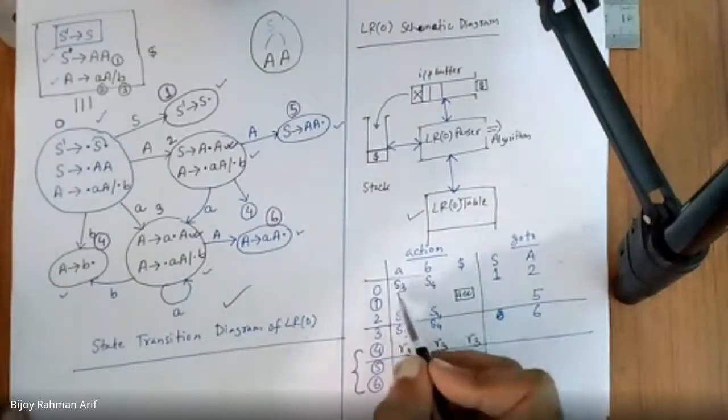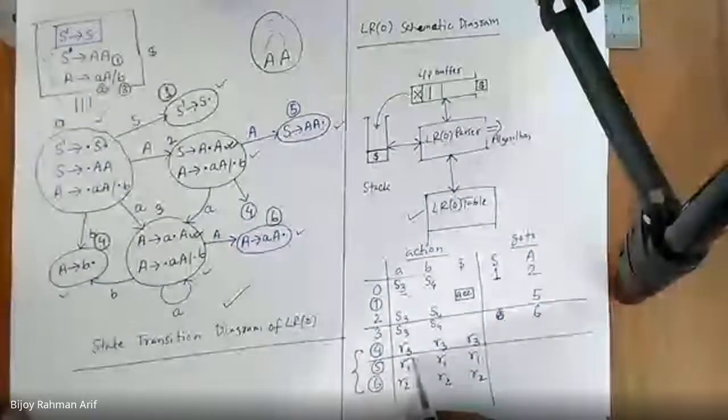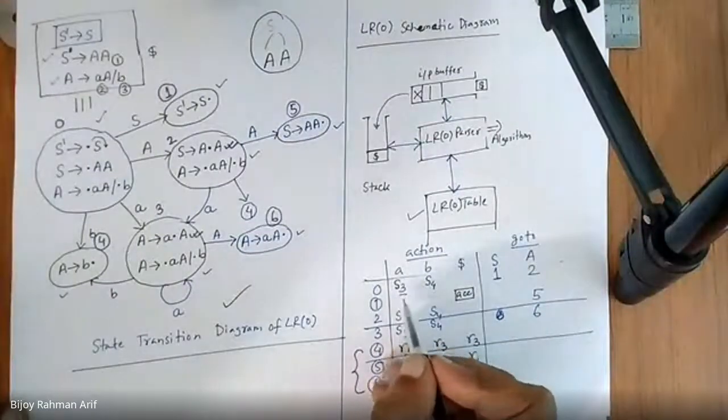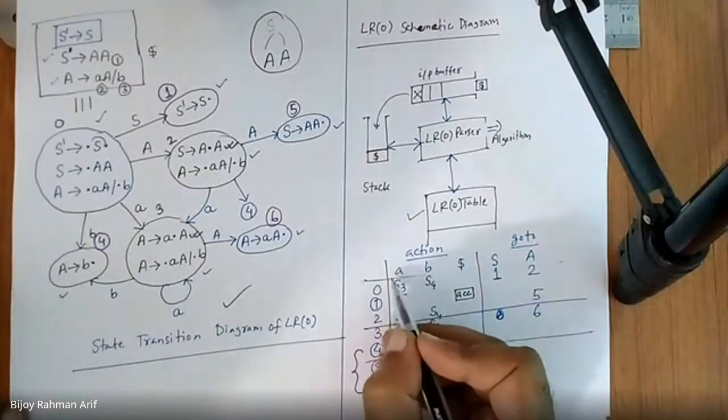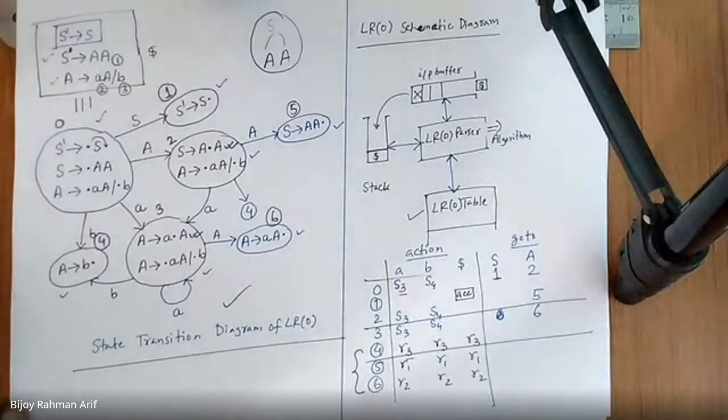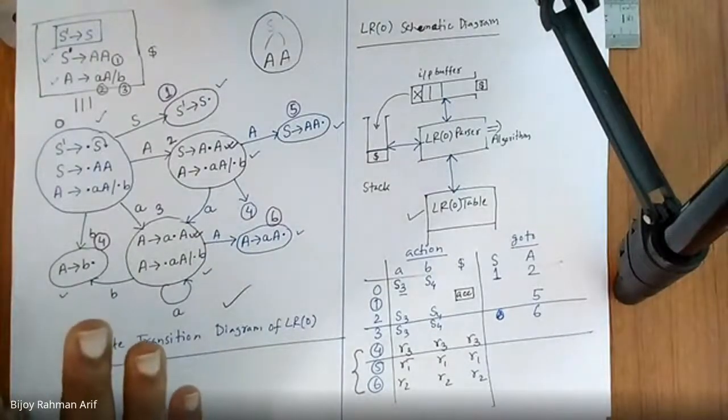So please remember, these 3 and these 3 are not the same. Shift 3 means shift the terminal, in this case terminal a, and go to state number 3. On the other hand, here 3 means reduce using rule number 3. So these two numbers are not the same. Please remember. Okay, guys?